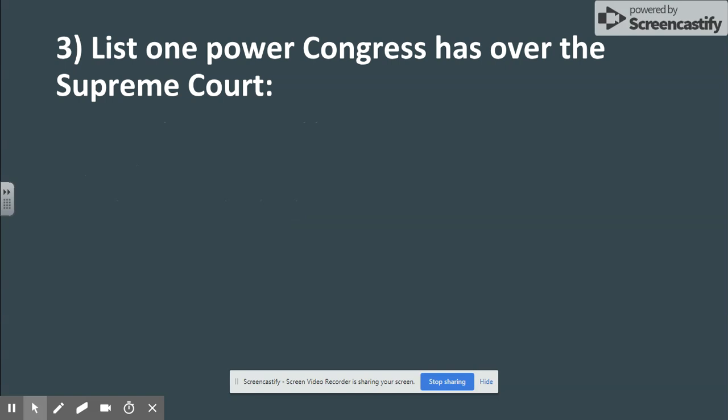Number 3, list one power that Congress has over the Supreme Court. We talked about a few of those in checks and balances. If you need a review, go on back to that. Hopefully you got something down. Same thing for number 4. Okay, you can check the checks and balances video. You can check that giant triangle that you made that looks like a recycling sign and take a look and see if you were right for number 4.